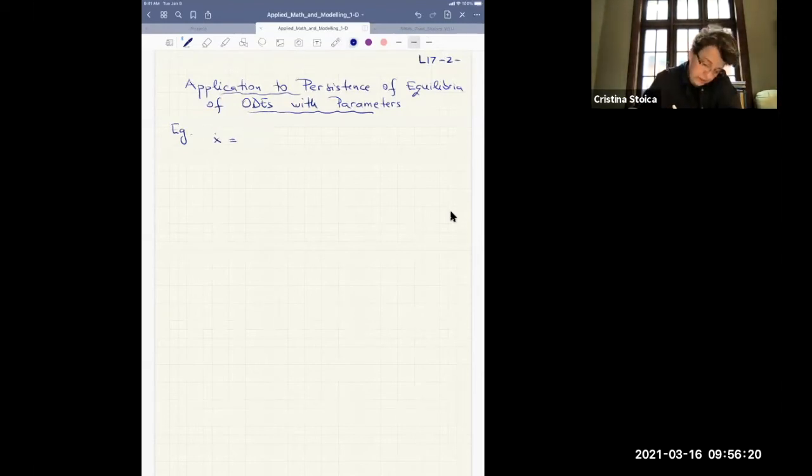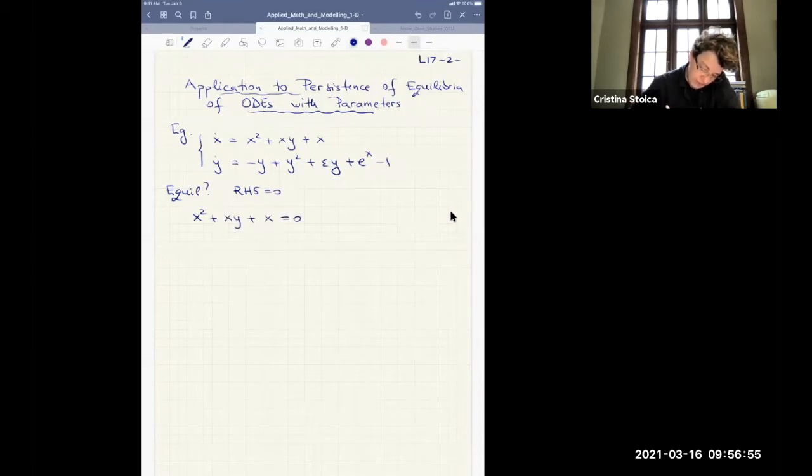x dot equals x squared plus xy plus x, and y dot equals minus y plus y squared plus epsilon y plus x minus 1. I have a system and I did the calculation. So what are the equilibria of this system? We set the right-hand side equal to 0, so we have to solve x squared plus xy plus x equals 0 and minus y plus y squared plus epsilon y plus x minus 1 equals 0. It's quite a system.